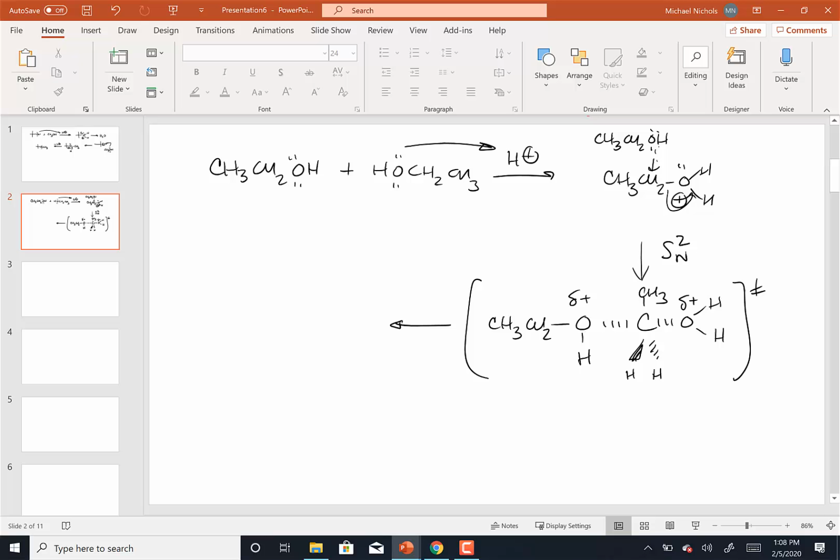So let's write the products. What are the products of this reaction going to be? They're going to be the CH3, CH2, the protonated ether that I just formed with now two ethyl groups on either side, and I will get water as the leaving group. So there are my products.